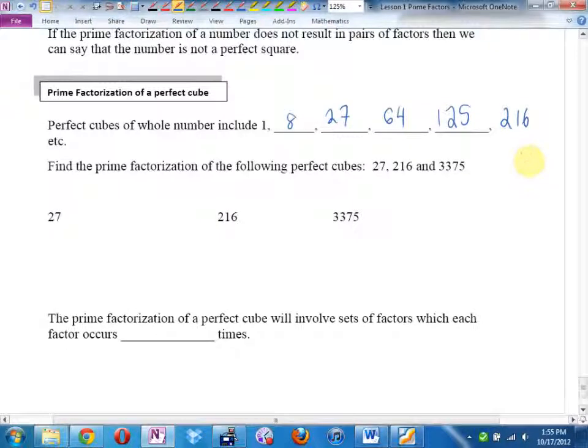It says, find the prime factorization of the following perfect cubes. 27, the prime factorization is 3 times 3 times 3. 216, the prime factorization, as it turns out, is 2 times 2 times 2 times 3 times 3 times 3. Can you see how there is 3 of each number for a perfect cube?